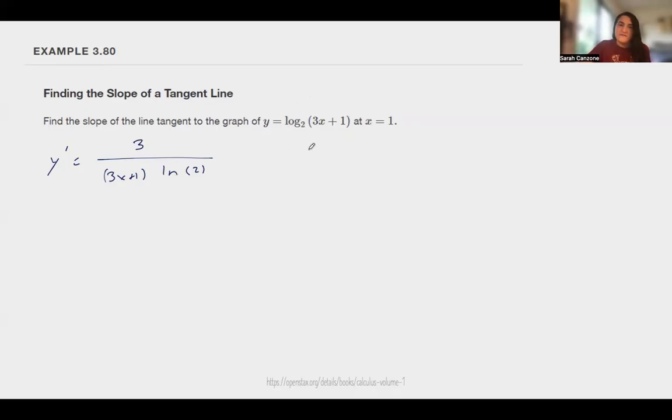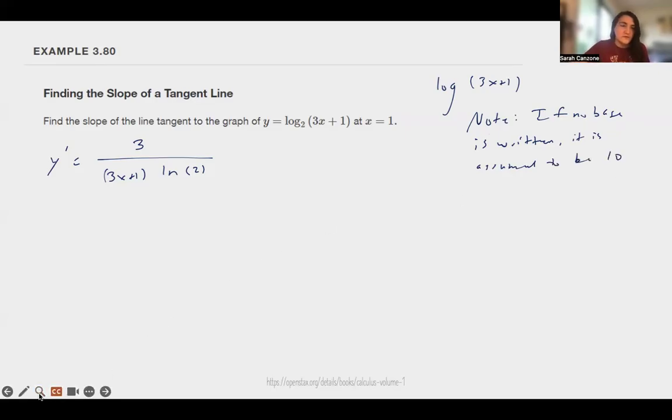This question doesn't have the scenario that I'm about to mention, but if you saw something like just the regular log of 3x plus 1, I will note that if no base is written, it is assumed to be 10. All right, so this is called a common logarithm. That's called the common logarithm. If you don't see a base, it's 10. There is a base, and that's the base that we'll use. All right.